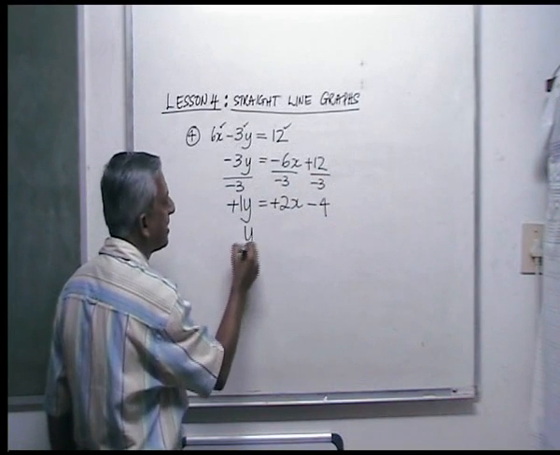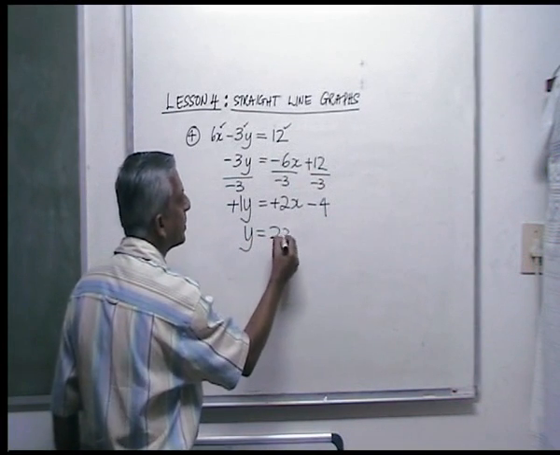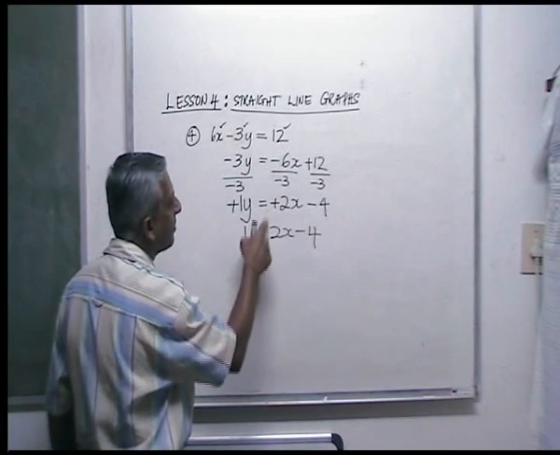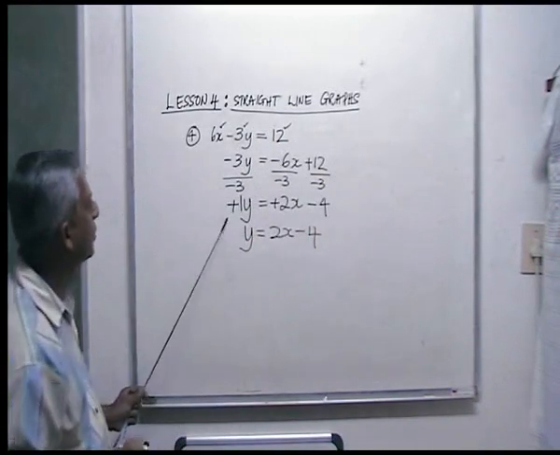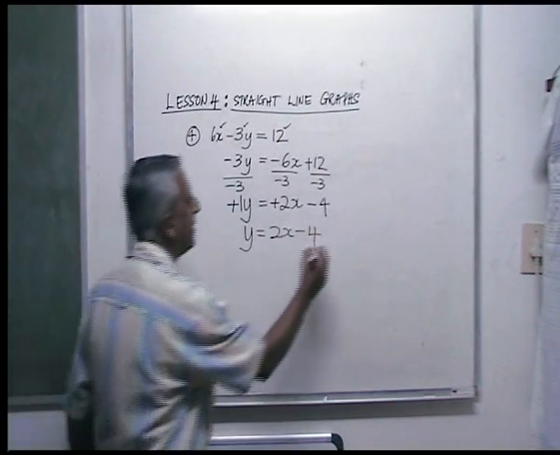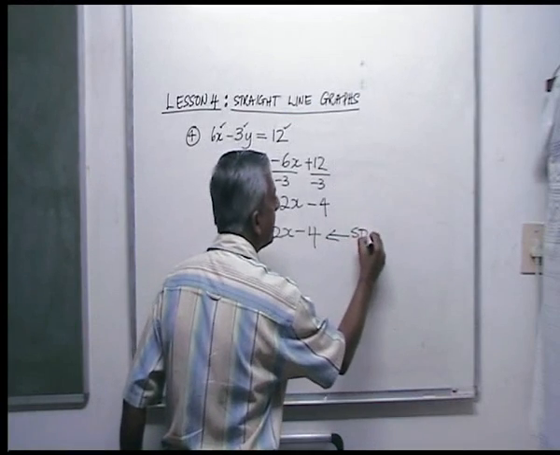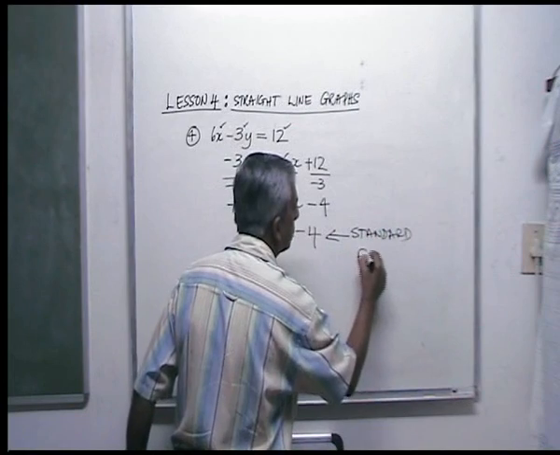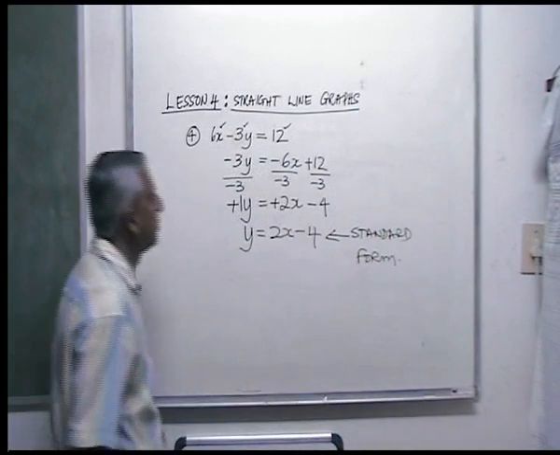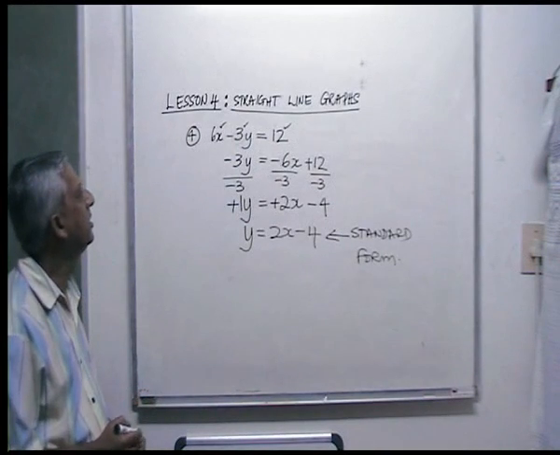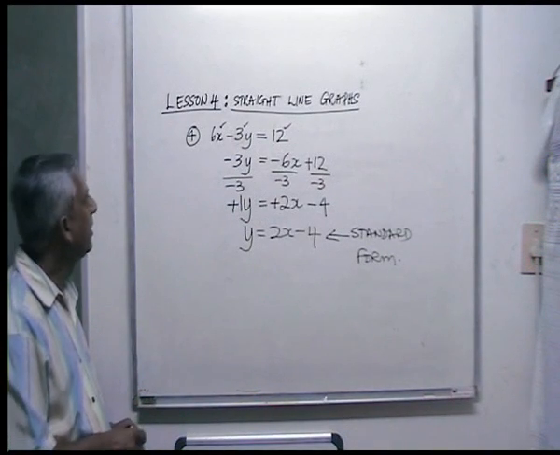Now this part I can just write as y. y is equal to 2x minus 4. I don't have to write that plus sign down here, and I don't have to write that 1, because those two are understood. So now it's in standard form. So, you will be given equations that need to be brought to standard form.